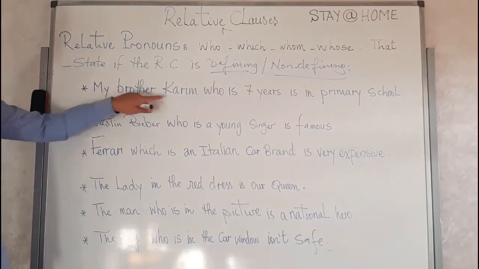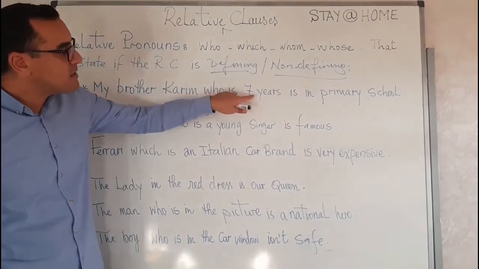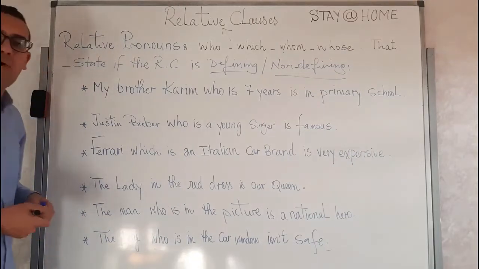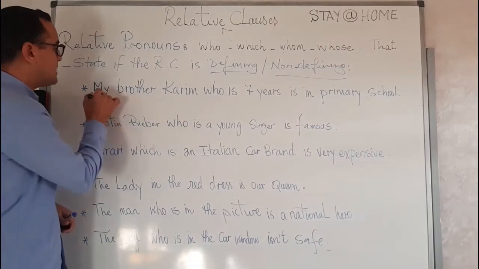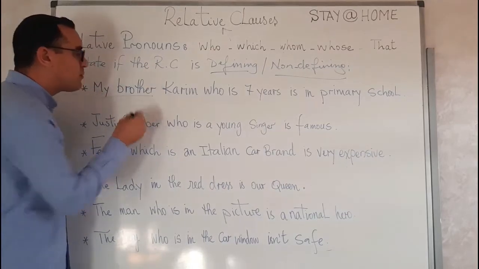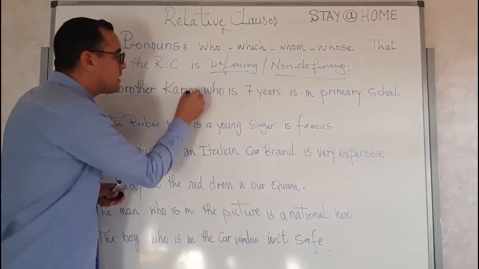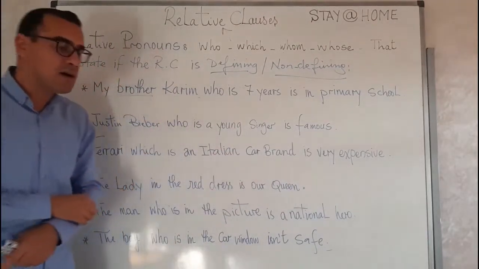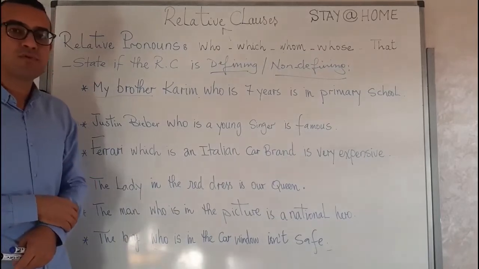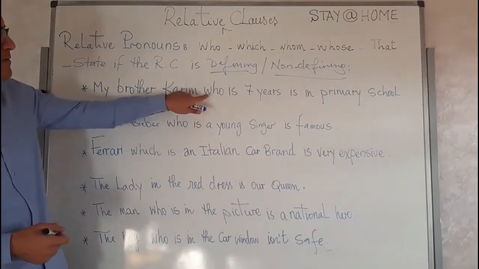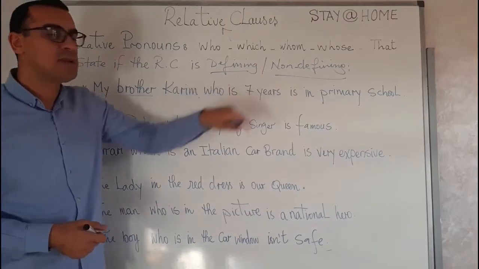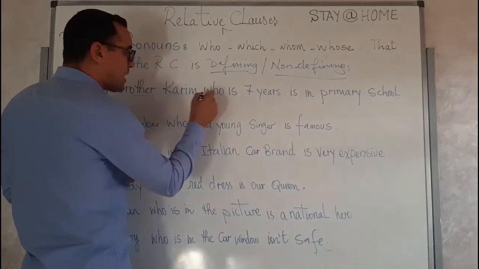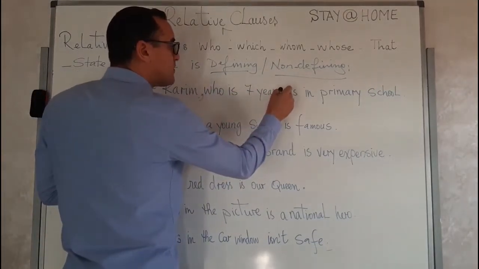We have my brother Karim, who is 7 years, is in primary school. So we are talking about a person that we know, a person who is already defined, because we have my brother and we have the name Karim. So where is the relative clause? The relative clause is who is 7 years. So it's necessary to actually use two commas to mark the relative clause.